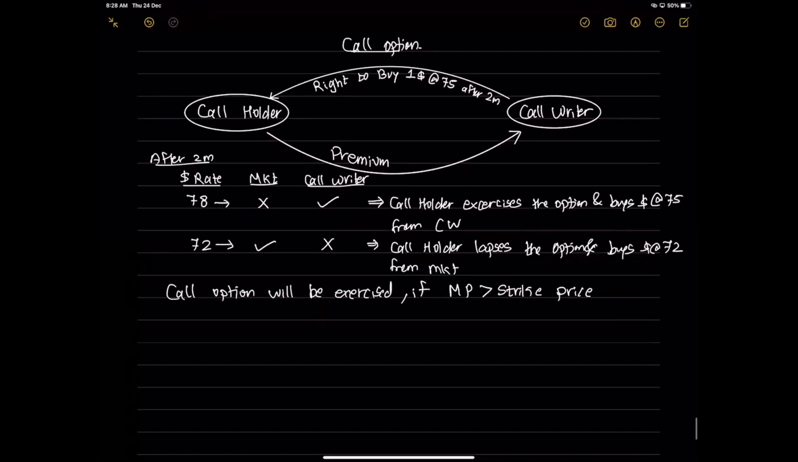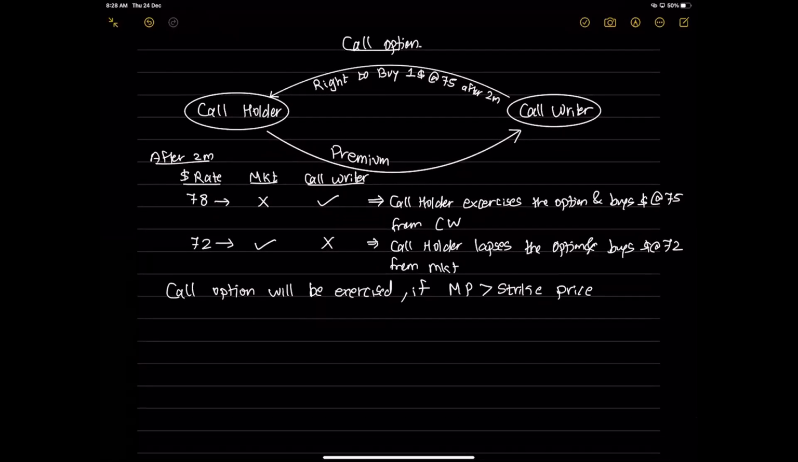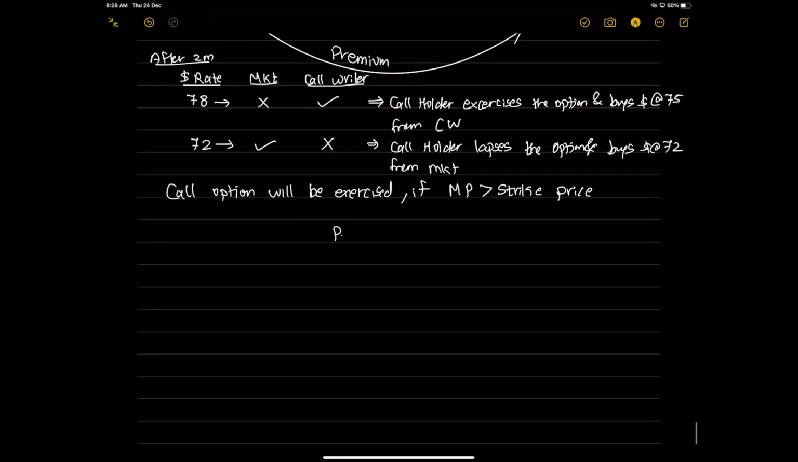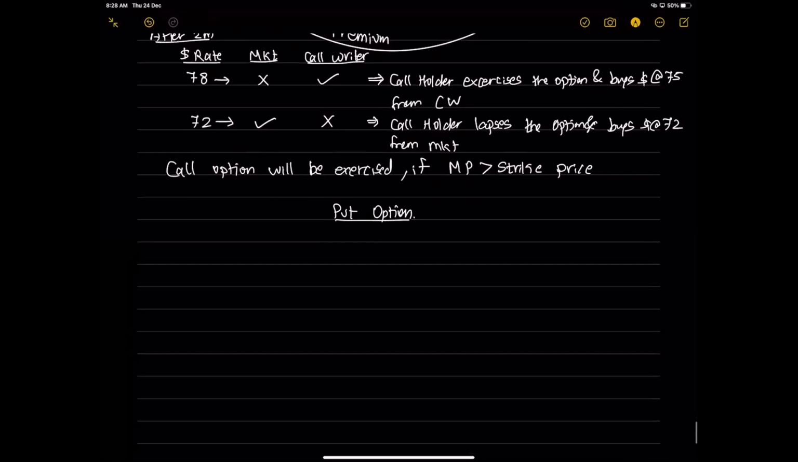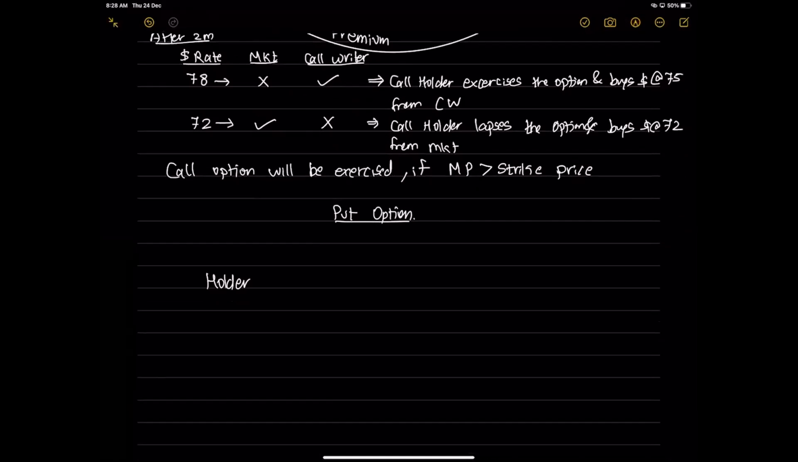Now we can look into the basics of a put option, and then we'll go ahead with payoff diagrams of various option strategies. Okay, coming to the put option. In the put option, we have two parties again. There's going to be a put holder, and there's going to be a put writer.